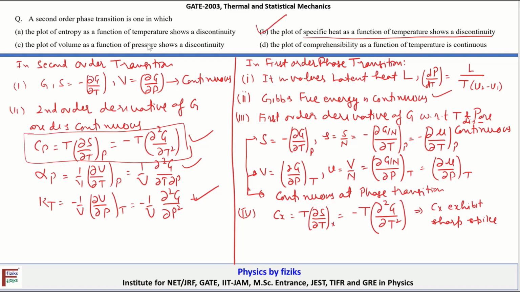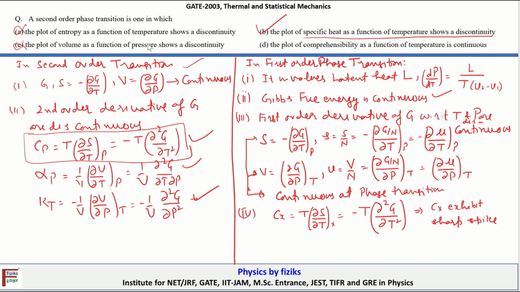But the first one, the plot of entropy as a function of temperature shows a discontinuity. Entropy is a first order derivative, so in a second order transition it's going to be continuous, not discontinuous. The volume also is the first order derivative of g with respect to p, so it's also continuous here. So this is wrong for the second order case.